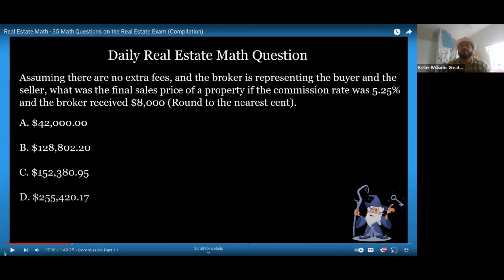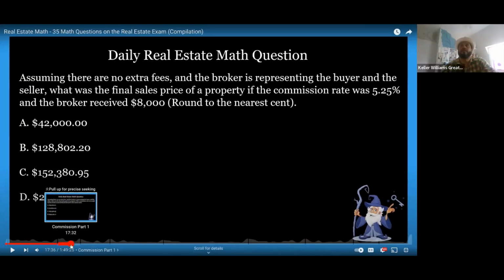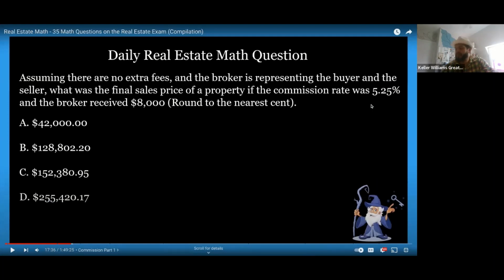Good job, Kev. C. Yep. So yeah, you'd still take 8,000 divided by 0.0525, or 5.25% if you have a percentage calculator. And then that would give you the answer, round it to the nearest, which is C.